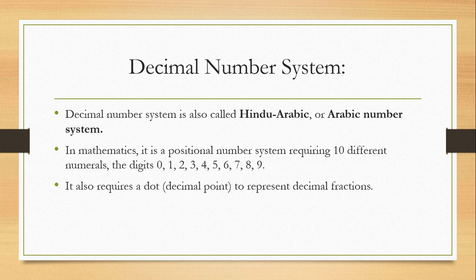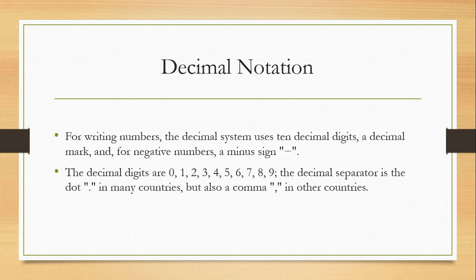Now the decimal number system is also called Hindu Arabic or Arabic number system, and it is a positional number system requiring 10 different numerals from 0 to 9. They make 10 numerals, and it also requires a dot, which is called decimal point to represent decimal fractions. Of course, as the name suggests, decimal, so it obviously involves decimal point or dot.